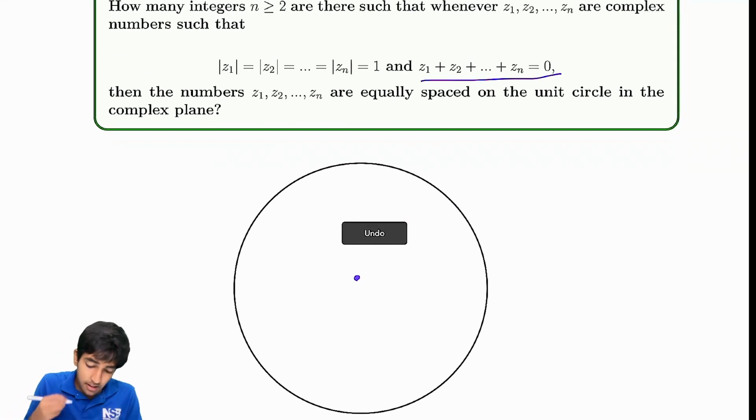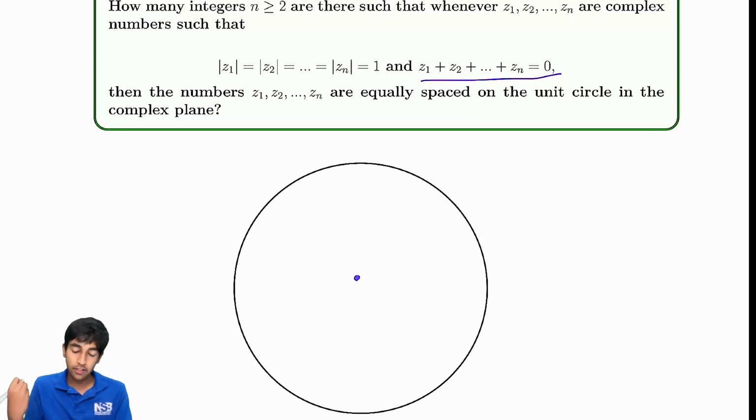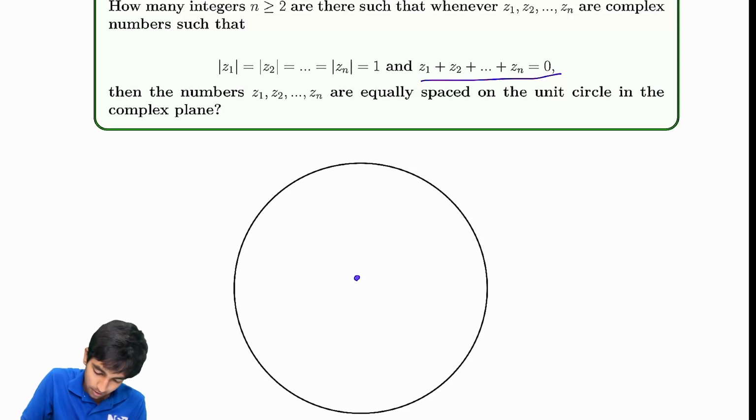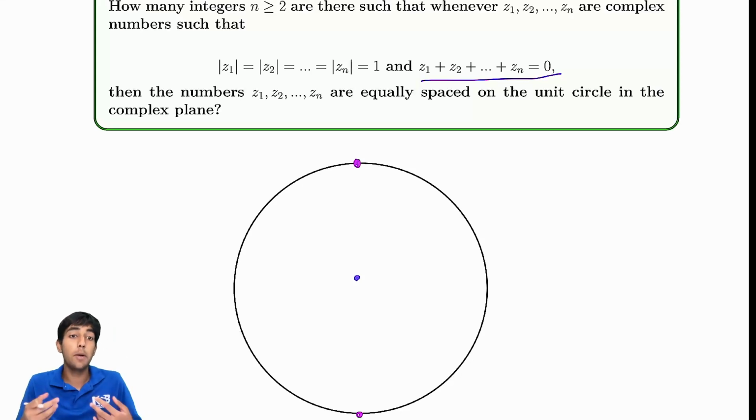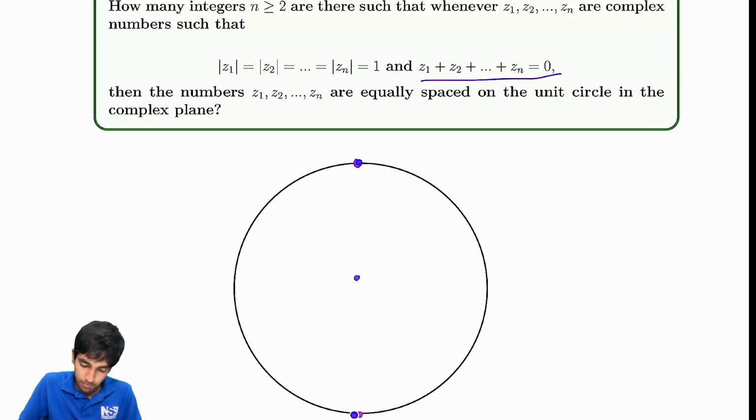So, is it possible with 2 complex numbers? Can they both have magnitude 1 and sum to 0? Yes, of course. One example is we can just have it like this. This is an example of those problems where it's easier to think about it geometrically rather than trying to do this algebraically and deal with a bunch of stuff. Clearly, we can see these 2 points both have magnitude 1 and sum to 0. So n equals 2 works.